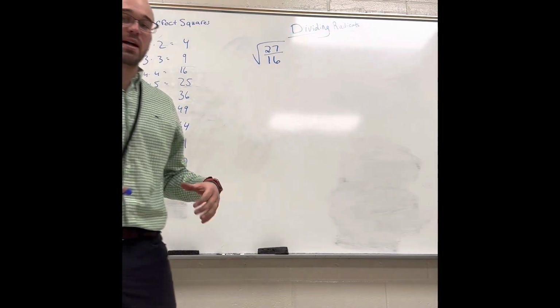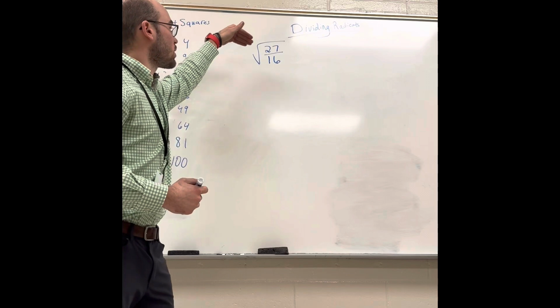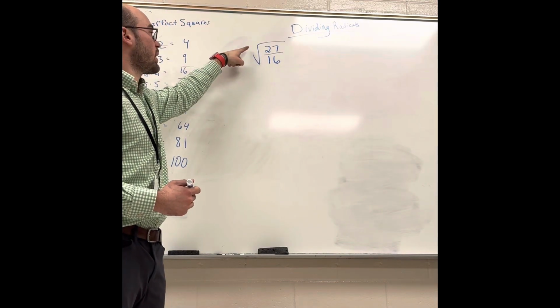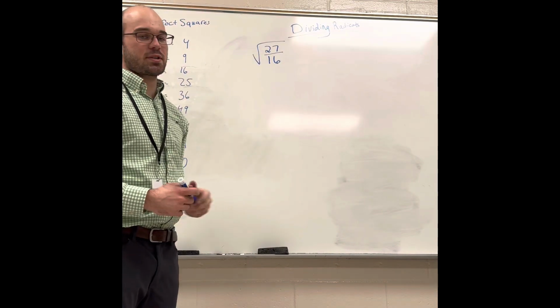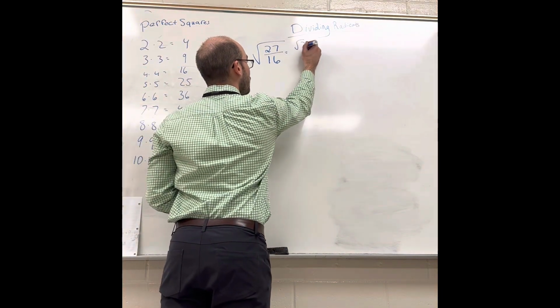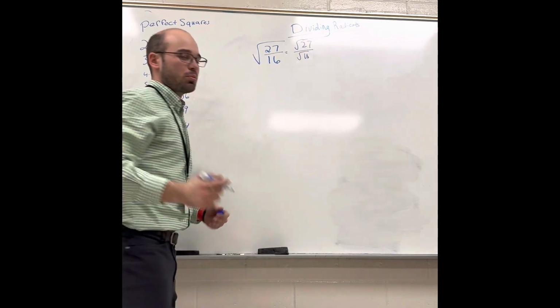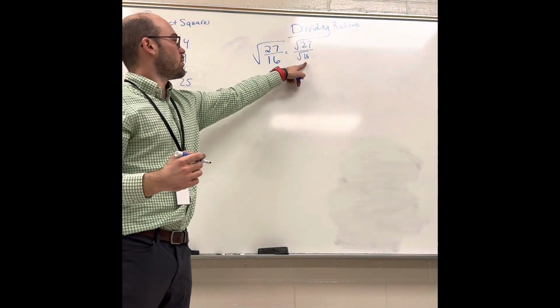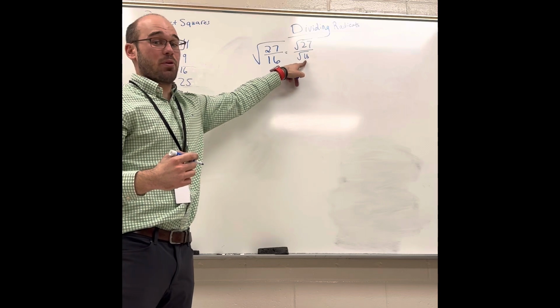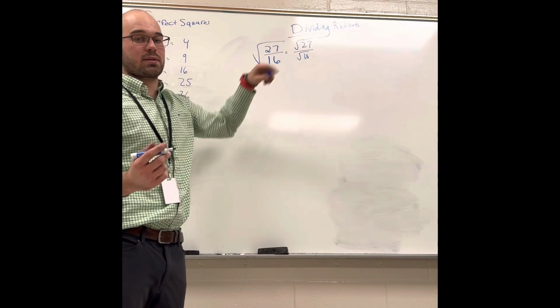All right, our last topic for this quiz, dividing radicals. So for my first example, I've got radical 27 over 16. This is the same thing as root 27 over root 16. Our problem is, one, we can't have a radical on the bottom. Two, we got to simplify that 27 when we get to that point.